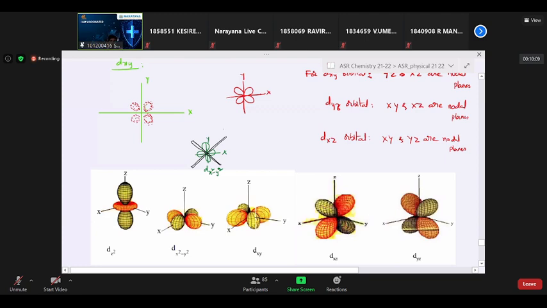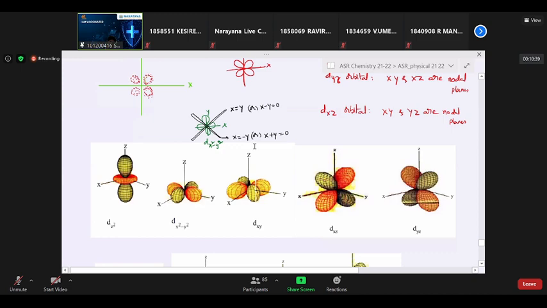This plane is called x minus y is equal to 0, and this is called x is equal to minus y, or x plus y is equal to 0 plane. So for dx square minus y square also, there are two nodal planes. There are two nodal planes except dz square. Except dz square, remaining all are having nodal planes.